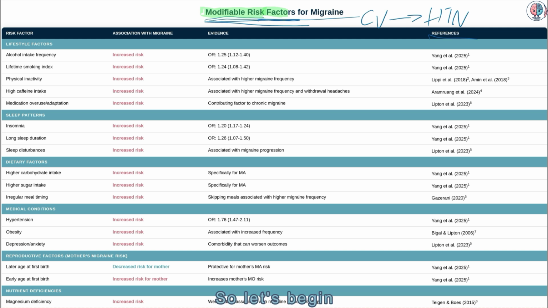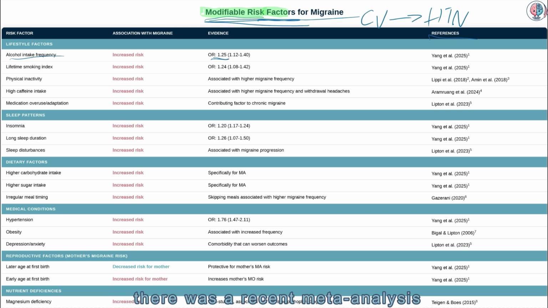So let's begin. Alcohol intake frequency, the first one on the list. This has a clear causal relationship with migraine with an odds ratio of 1.25. What does that mean? This means regular alcohol intake increases migraine risk by 25%. So it's important to note that I'm not talking about triggers here. This is about progression of migraine.